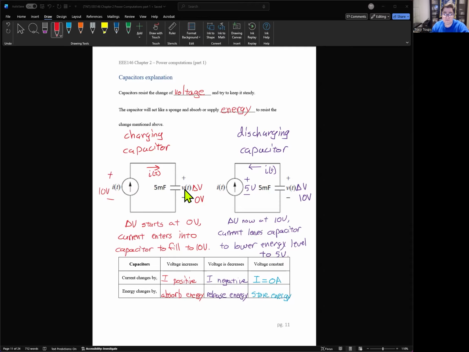Okay? Okay, how do we build up the voltage? We've got to put current into the capacitor. There's no energy here. We need to push energy and store it in the electric field to make the capacitor build up its voltage. Okay, so delta V, the voltage across the capacitor starts at 0 volts, and then we're going to turn the circuit on. Current's going to flow, and eventually this voltage will get to 10 volts. It'll fill up. So at 10 volts, the capacitor is full of energy, and then we're back at steady state. So that's how we charge a capacitor.